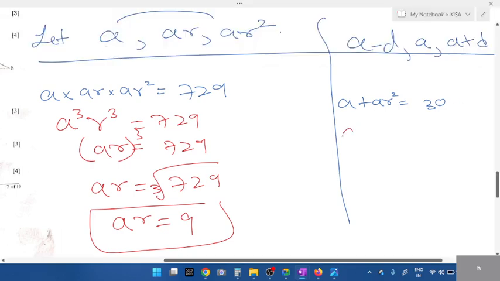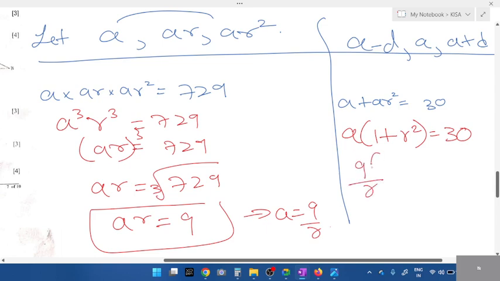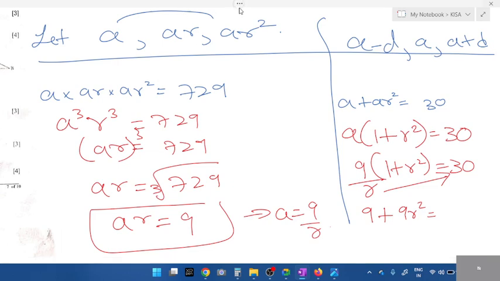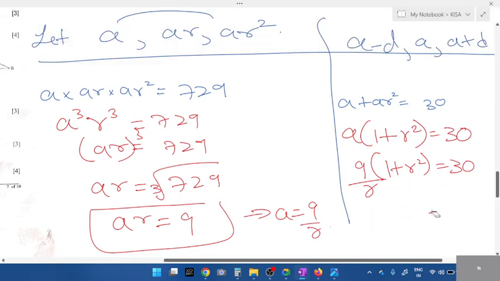This is the second equation given. If I take A common, what's the value? 1 plus R square is equal to 30. Now we need the value of R square. I'll take the A value from here. How do you find A, students? 9 divided by R, we'll substitute here. 9 by R into 1 plus R square is equal to 30. R gets multiplied there. When you open the bracket, what do you get? 9 plus 9R square is equal to 30R. If not, I can even reduce it before multiplying.